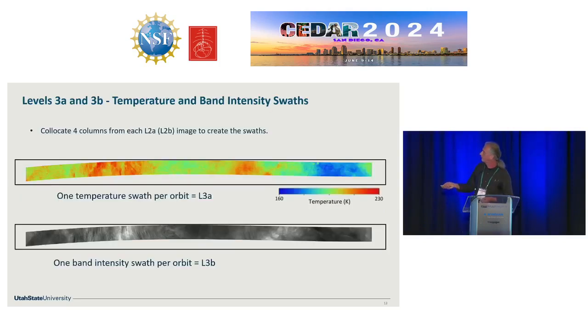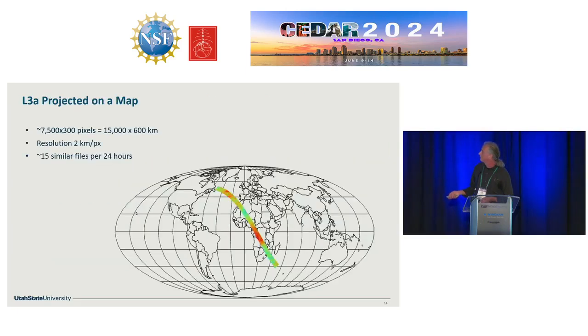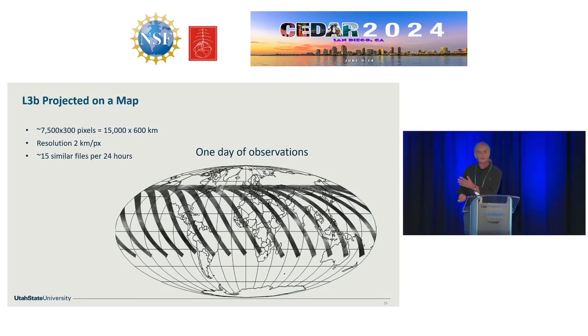Now here's an example. You've seen this before, a temperature swath or a brightness swath, 15,000 kilometers in length, 600 kilometers in width. And of course, this is geolocated. You can project it on the map. This is just one orbit here, in temperature. This is in brightness now for 15 orbits, where you fill up the globe. And as I said, after 4 days, we're filling in the gaps in between.